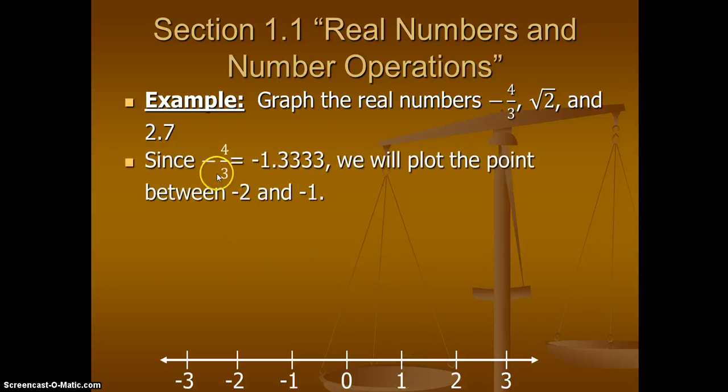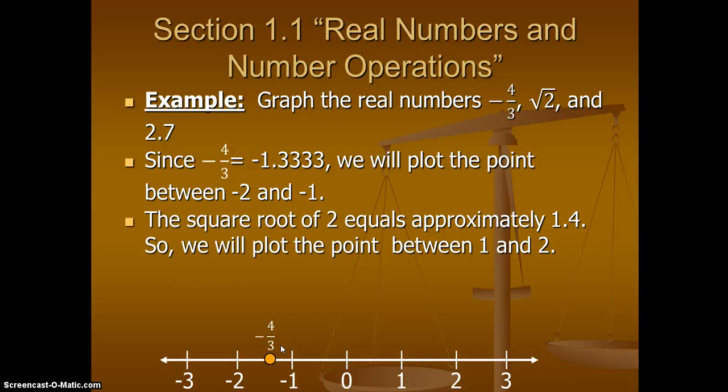We turn -4/3 into a decimal of -1.3, and as you can see, the 3 repeats, and -1.3 with the 3 repeating is in between -2 and -1, and so we plot our point in between -2 and -1. And notice I didn't write -1.33333. I wrote the original number.